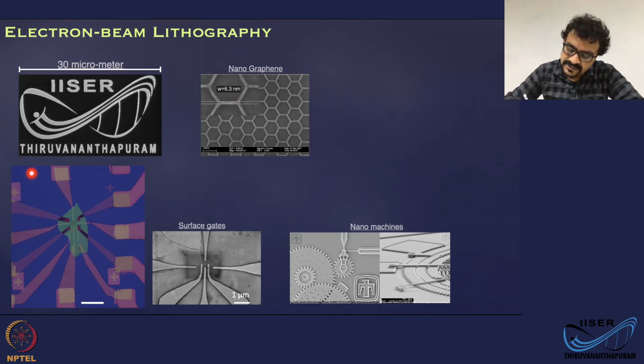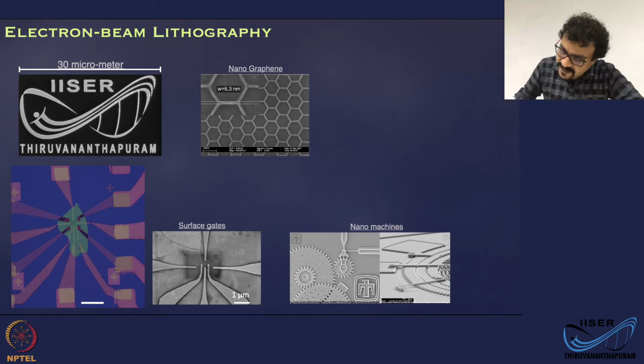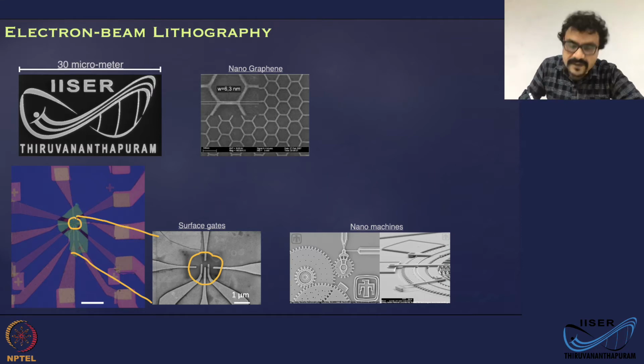The picture here shows an image done with a combination of electron beam lithography and photolithography. The larger structures that you are seeing here are done by photolithography. And the small structure in the middle, this yellow or golden colored region, a magnified view of it is given in this image. So this is the center here. Okay.